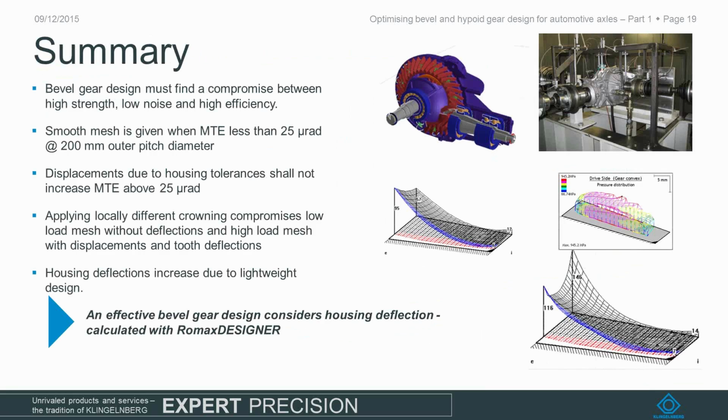You have seen that there is a chance to optimize the load carrying capacity and the excitation behavior if you know the real deflection values. Therefore, you can use higher order modifications of the ease off. But it is very important to have an efficient way to determine these deflection values. And from our point of view, the Romax Designer, which Chris will introduce to you, is an efficient tool to calculate these deflection values. I thank you for your attention.